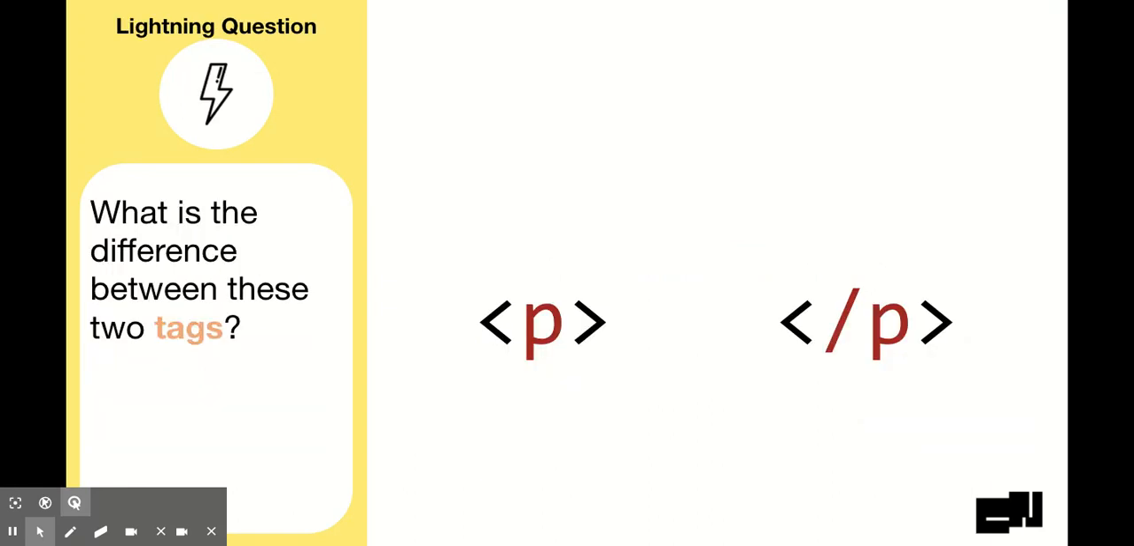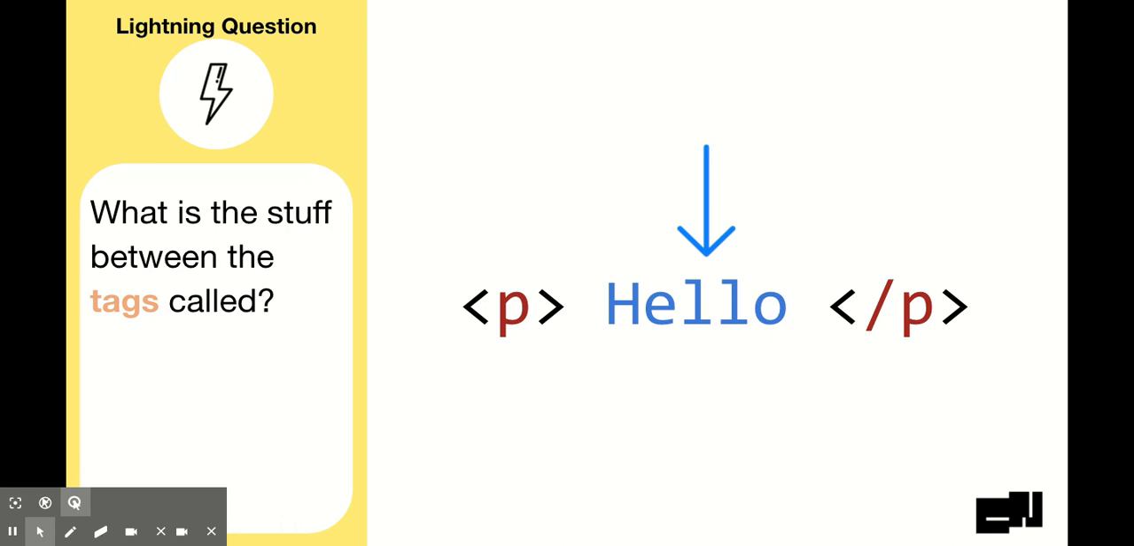Quick lightning question. What is the difference between these two tags? You may have said that one is an opening tag and one is a closing tag, which would be correct. This on the left is an opening p tag. This on the right is a closing p tag.